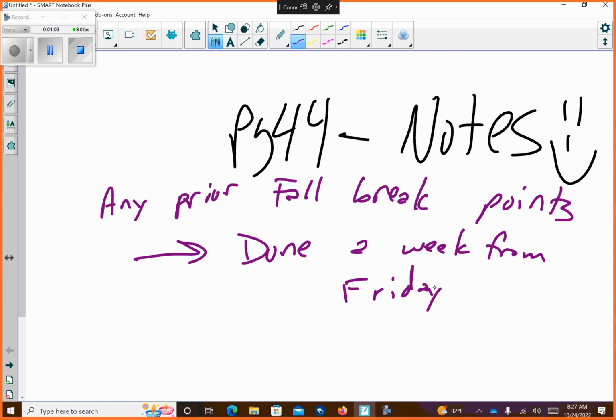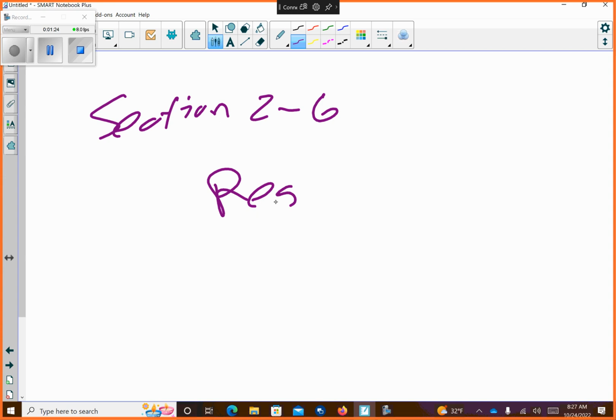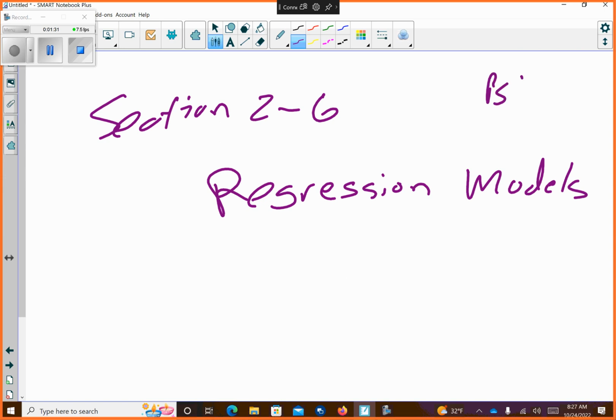All right, so we are about a third of the way into this chapter. This is section 2.6, and we actually stopped at a pretty good spot. We're going to talk about regression models. Again, I'm on page 44.